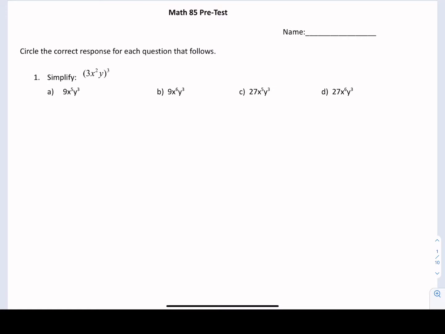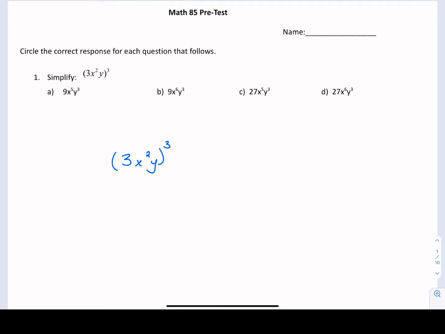What this requires is the removal of brackets. There's nothing that we can do inside the brackets with the 3x²y, but when it's raised to the power of 3, that power applies itself to everything inside the brackets. And there are a few pieces in here that you have to be extra careful with.